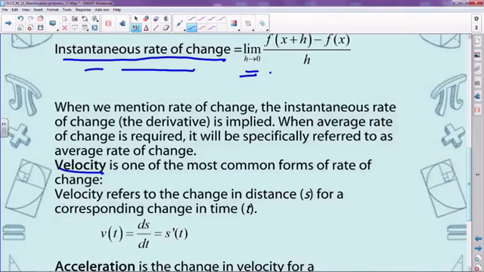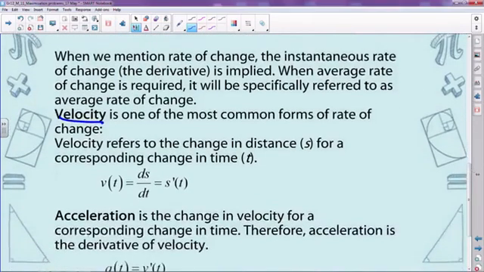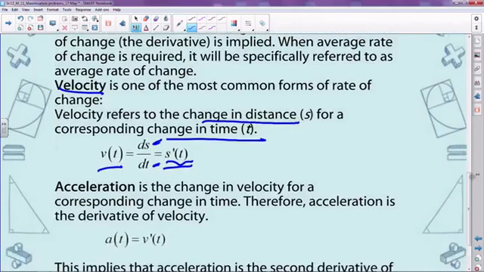And velocity, obviously, if you do physics, you've heard this in physics as well. So velocity refers to the change in distance for a corresponding change in time. So if we look at any function, like your function v of t, that will be the change in distance with respect to time. So that's the derivative. We can say s prime of t, so we're deriving the distance function to give us the velocity function.